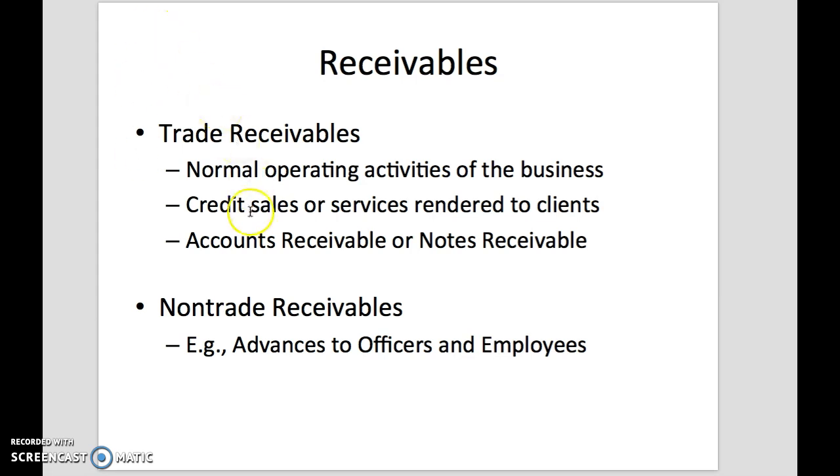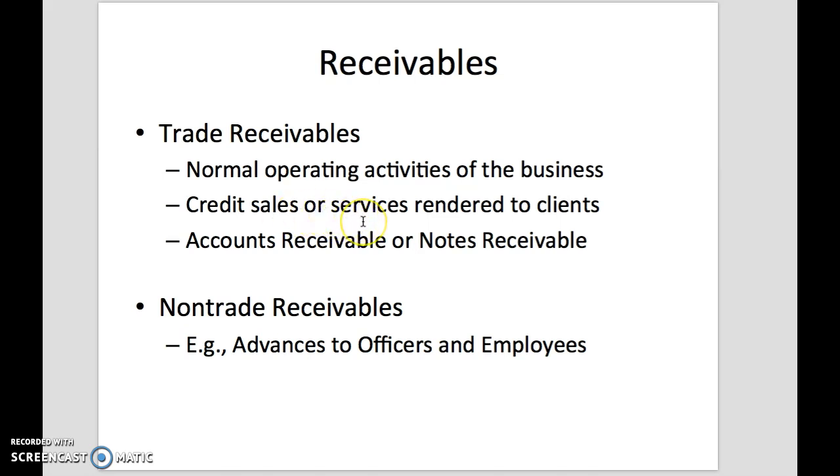So for example, for credit sales, you are selling pencils and your customer tells you that he or she will just pay you next time, but you have already given the pencil, then that would be a credit sale. So we debit accounts receivable and credit sales.